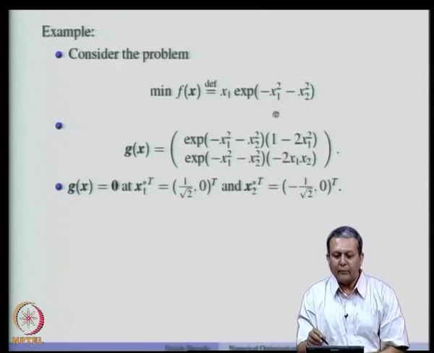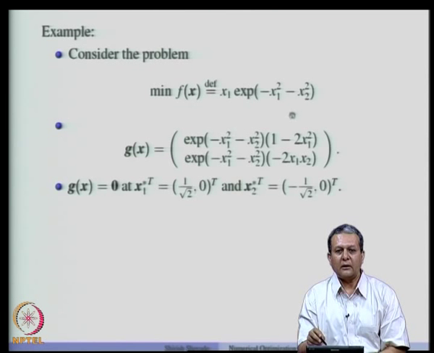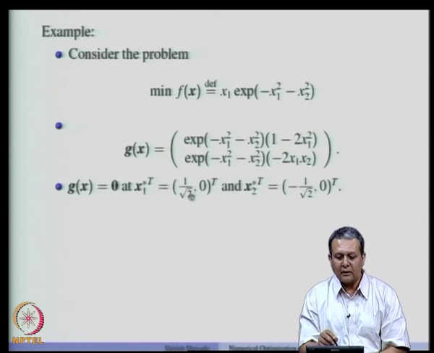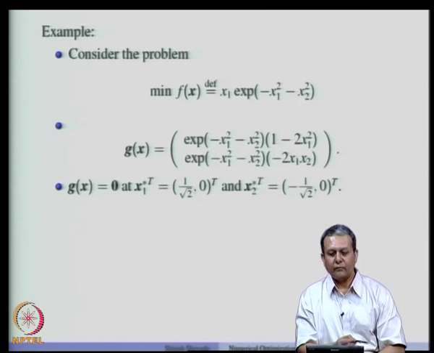So, let us consider the same problem that we have considered earlier, and that is to minimize the function x1 times e to the power minus x1 square minus x2 square. The gradient of this function is given here, we have seen this earlier, and the gradient vanishes at (1 by root 2, 0) and (minus 1 by root 2, 0), and we have seen that these are stationary points, but among these 2 points, which one is a local minimum and which one is a local maximum, or which one is neither. That is what we are interested in finding out.